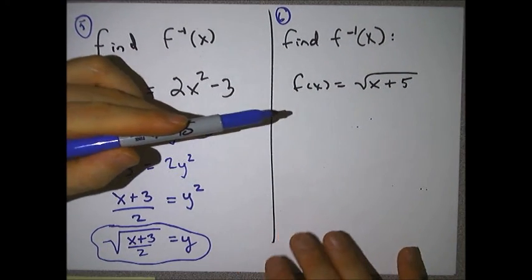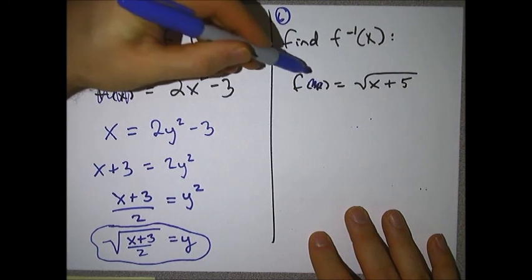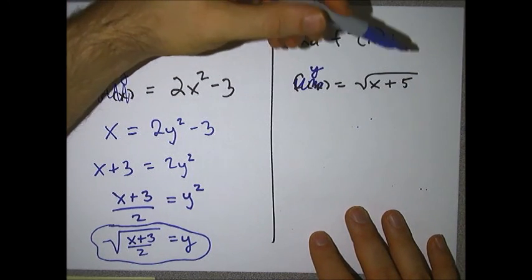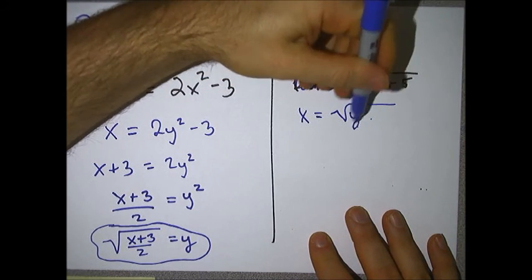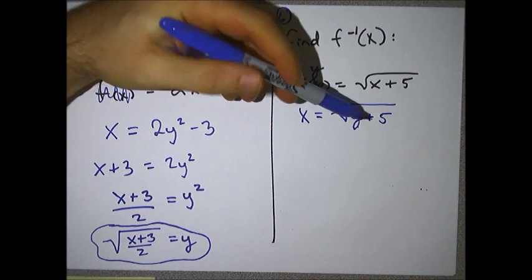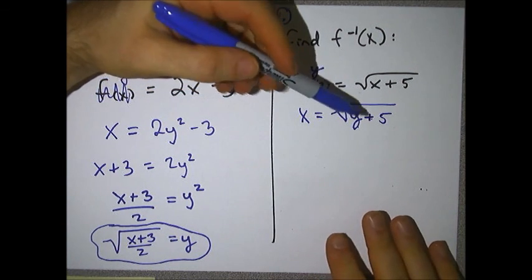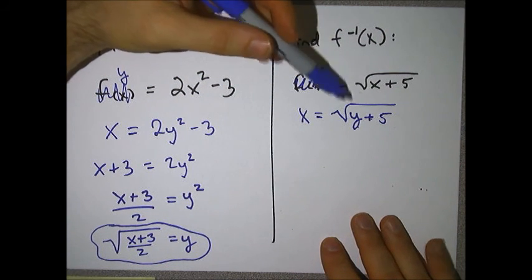For the second one, same directions, find the inverse. This is my y. So I want to switch x and y. So x is equal to the square root of y plus 5. Same idea, I'm trying to get down to y. Now I cannot subtract 5 yet because it's stuck underneath a square root. To get rid of the square root, you square both sides.